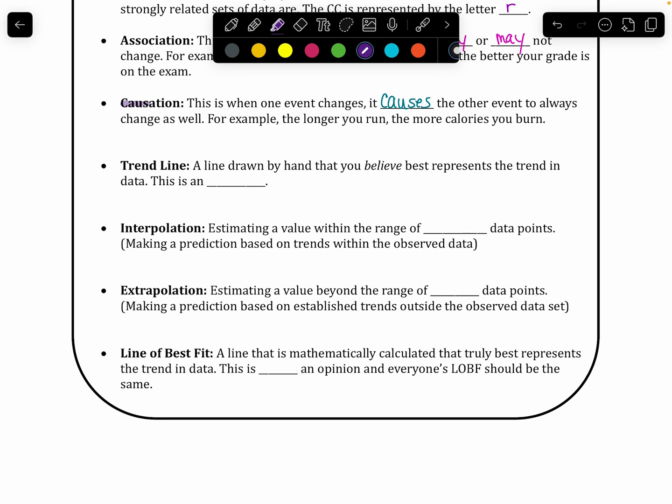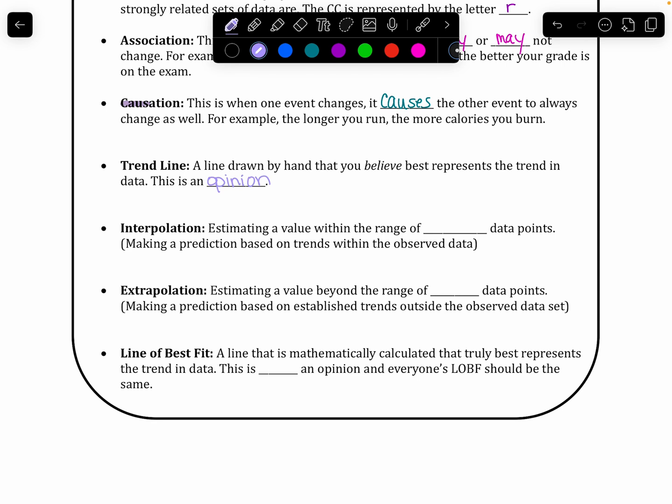Now we have the vocab word trend line, and this is something that you have seen before. A trend line is a line drawn by hand that you believe best represents the trend in data. This is always going to be an opinion, okay? So anytime that we're talking about trend lines, this is your opinion.